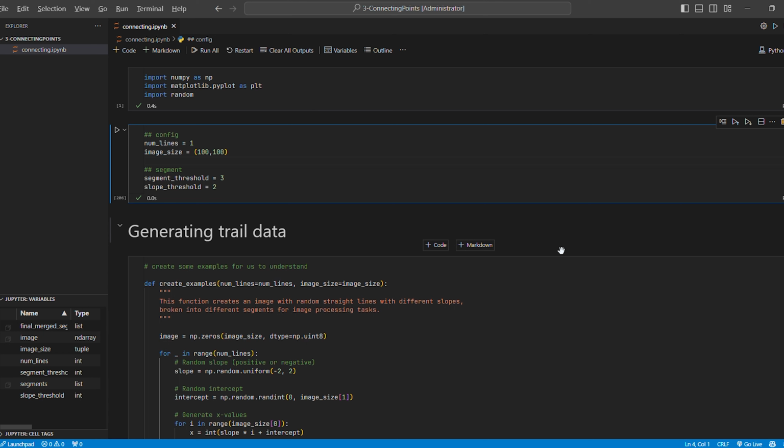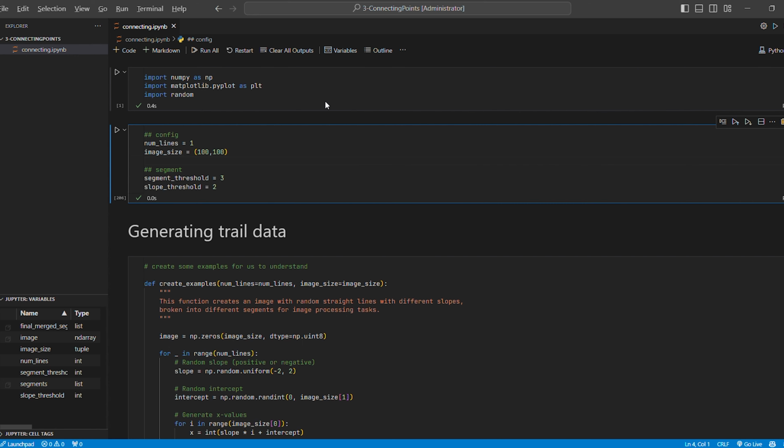Today we will talk about connecting the lines or edges in an image. So we'll try to write some code which will do that for us. Let's say you have an image. For now we are taking only a black and white image where you have some lines and you need to connect them if they have the same slope and intercept. So we will try that.